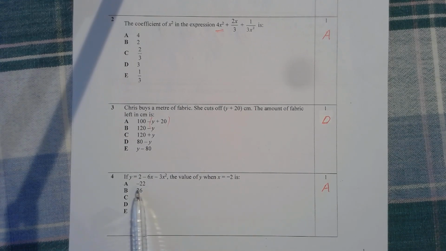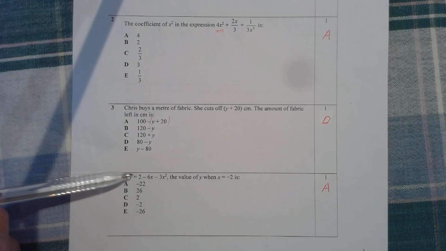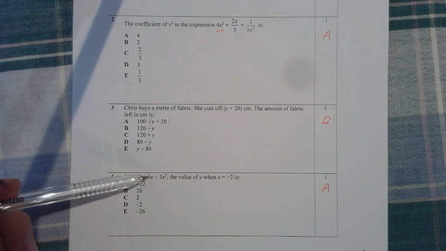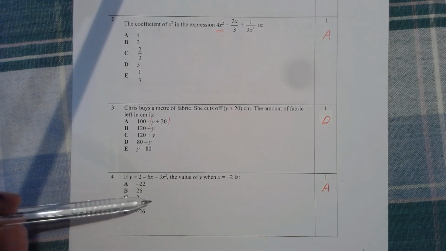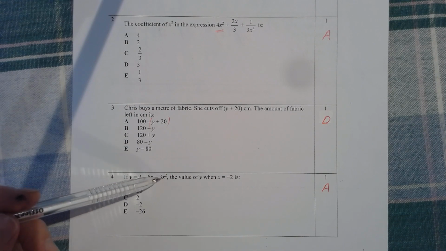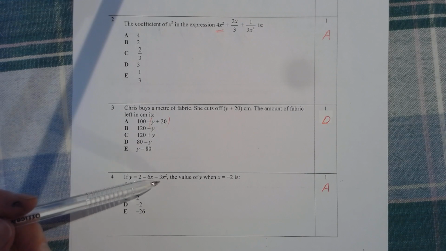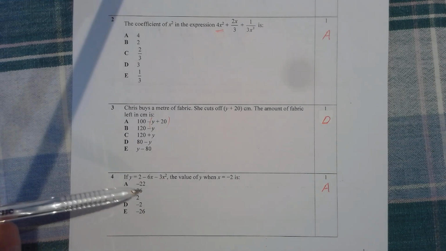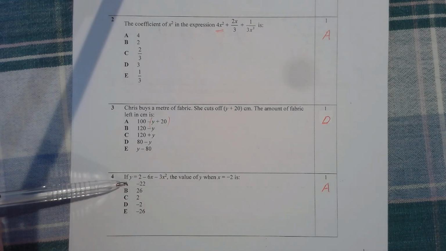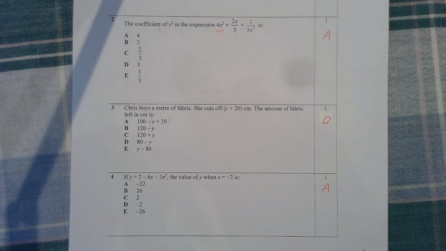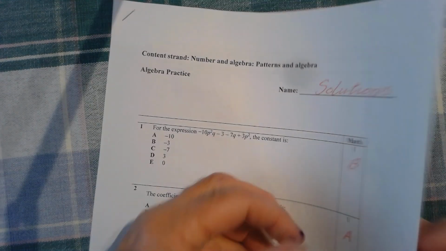Now, when you substitute the value of y equals 2 minus 6x minus 3x squared, and if you put x equals -2, you've got minus 6 times -2 minus 3 times 2 squared. So when you substitute that out, you find that the answer is A. Answer there is A. So let's turn the page and have a look.